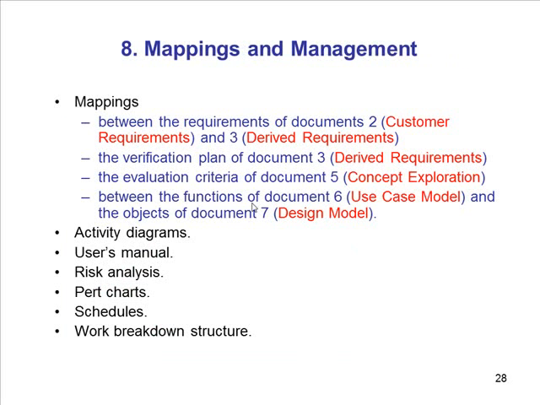Okay. The last document, which is mappings and management. This is a document that basically shows how things are related. So the mappings, you are going to show the relationships between the requirements documents, the customer requirements, and the derived requirements. So you are going to have a list of the customer requirements, and you're going to map them to the derived requirements. Okay?